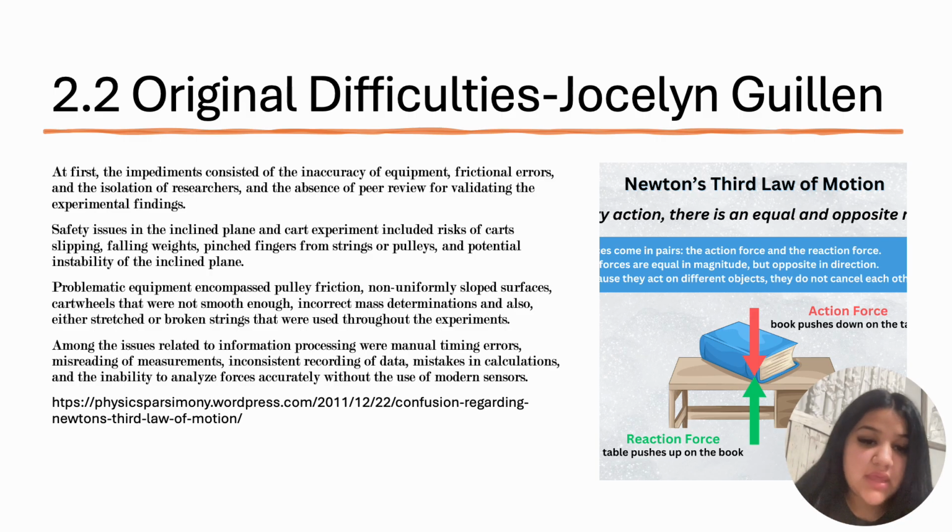Problematic equipment: uncomposed pulley frictions, non-uniformly sloped surfaces, cartwheels that were not smooth enough, incorrect mass determinations, and also either stretched or broken strings that were used throughout the experiment. Among the issues related to information processing were manual timing errors, misreadings of measurements, inconsistent recording of data, mistakes in calculations, and the inability to analyze forces accurately without the use of modern sensors.